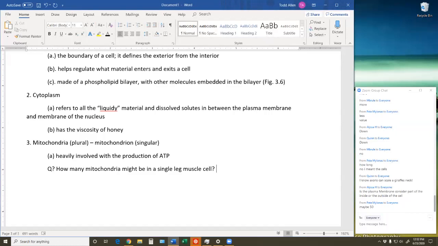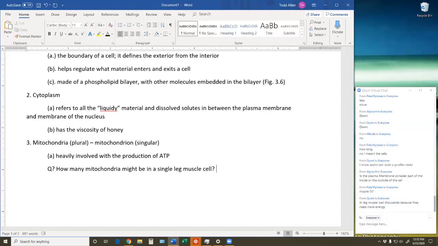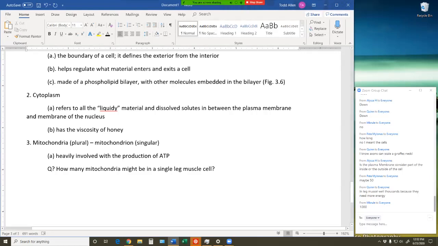Okay, Pete, thank you for answering, because that gives me a ballpark of what we're thinking about here. No, that's significantly too low. Okay, so Quinn says thousands. Matt, you're at 1,000, right? Obviously it is going to vary depending on the size of the muscle cell and whose body we're talking about. But on average, you should think about 5,000 to 6,000 mitochondria in a single leg muscle cell.